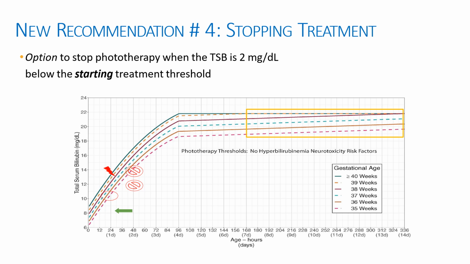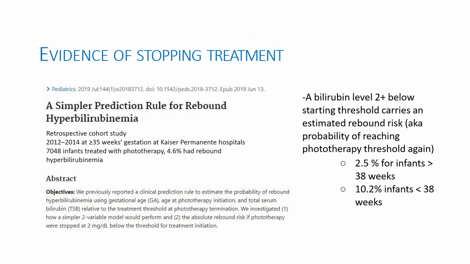In order to stop treatment and avoid the rebound, it is better to wait until the bilirubin drops 2 milligram per deciliter below the starting number or threshold. Where does the evidence come from?